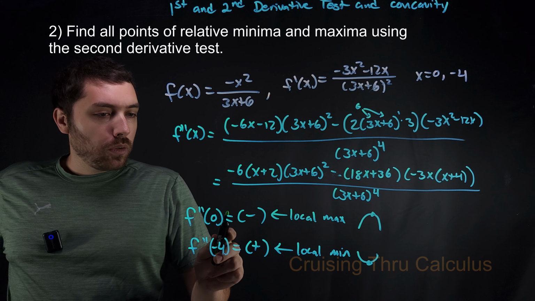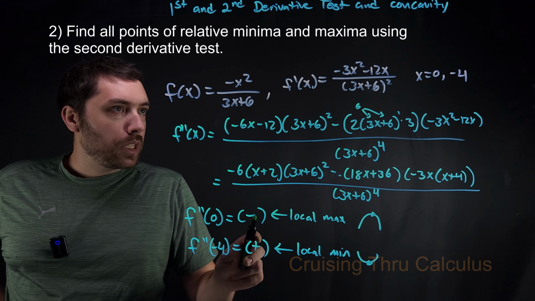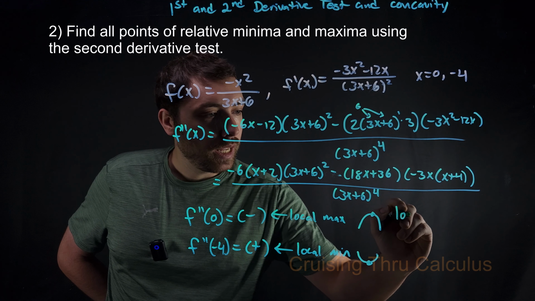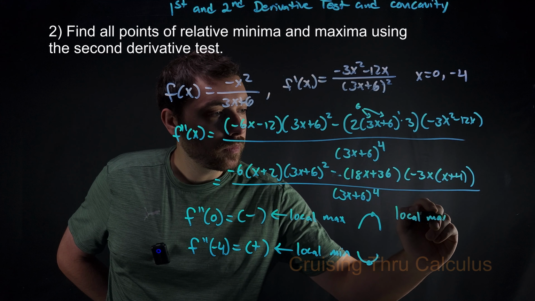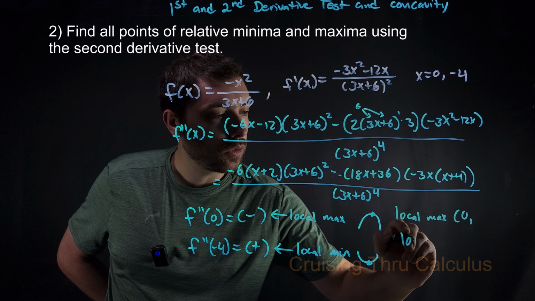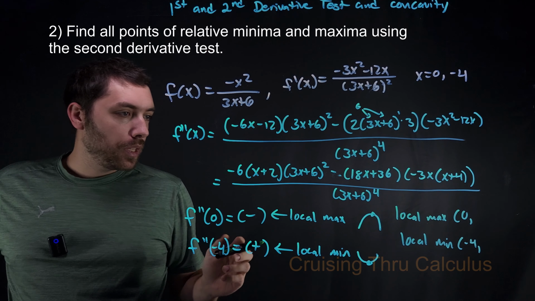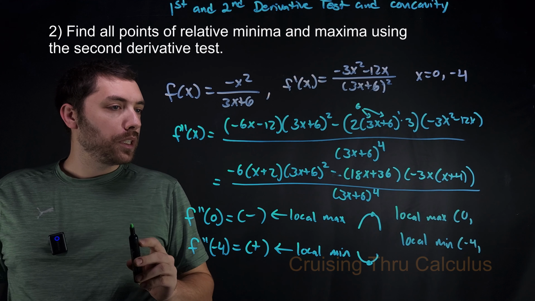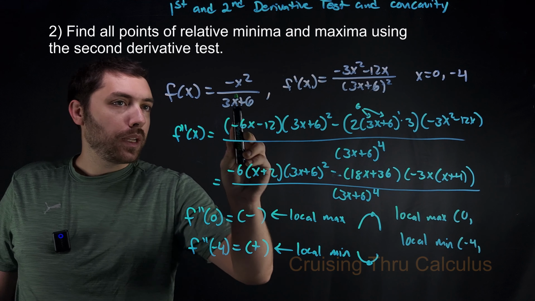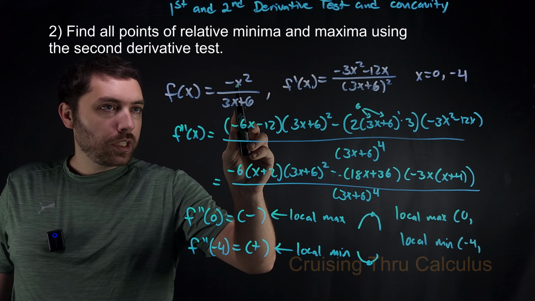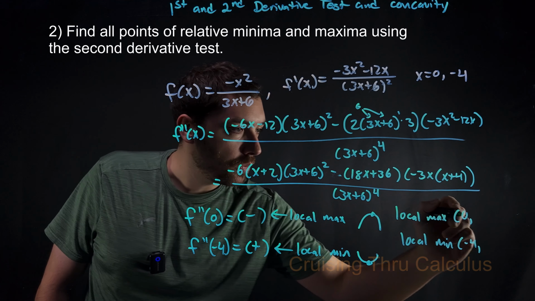All right, so we now have almost everything we need to answer this question here. We know that the local maximum occurs when x is equal to 0. And we know that the local minimum occurs when x is equal to -4. The only thing left to do is to find the y-coordinate here. So we need to take these numbers and plug them back into our original function. Now 0 is pretty easy. If you plug 0 in, you're just going to get 0 divided by 6, which is 0.